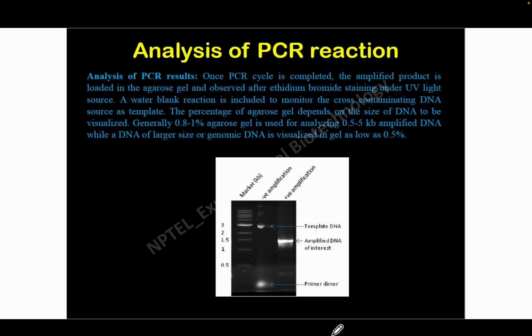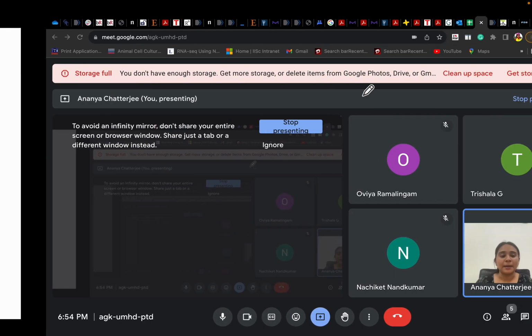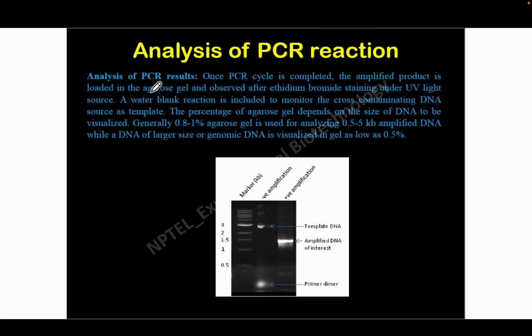Now, analysis of PCR reaction. Once the PCR cycle is completed, the amplified product is loaded into an agarose gel and observed after ethidium bromide staining under UV light. A water blank reaction is included to monitor cross-contamination, with DNA source as template. The percentage of agarose gel depends on the size of DNA to be visualized. Generally 0.8 to 1% agarose gel is used for 0.5 to 5 kb amplified DNA, while DNA of larger size or genomic DNA is visualized in a gel as low as 0.5%.